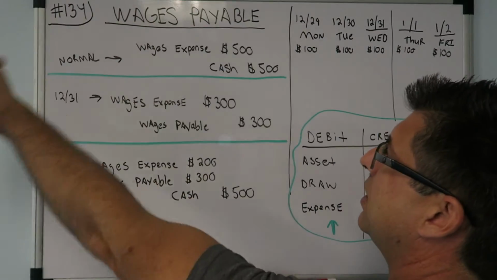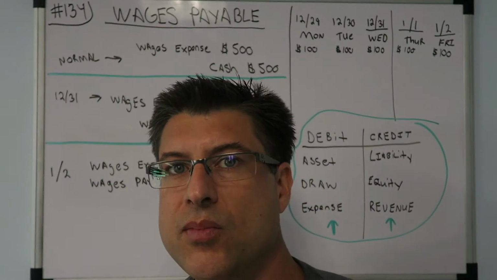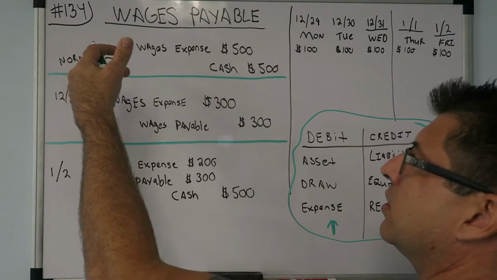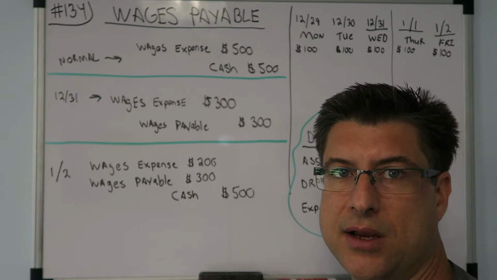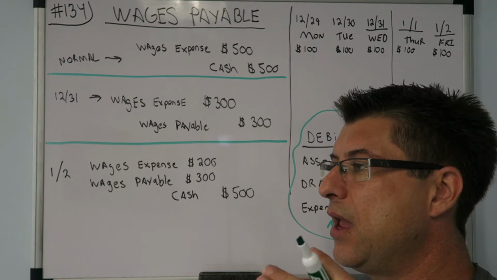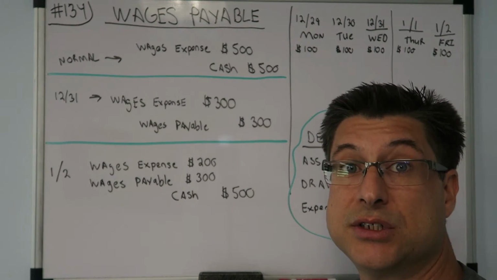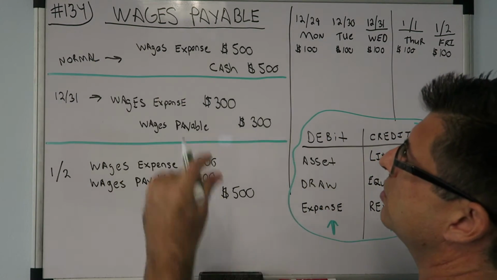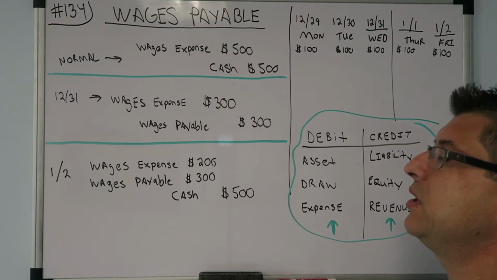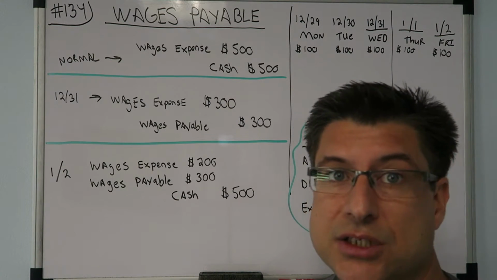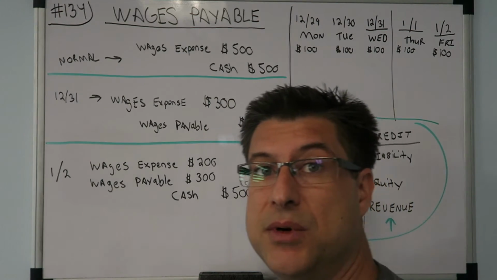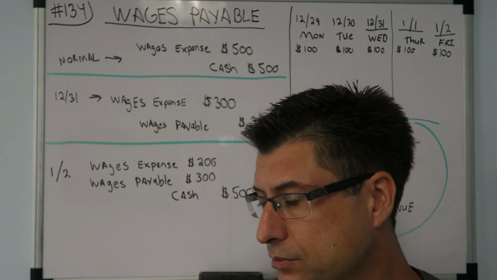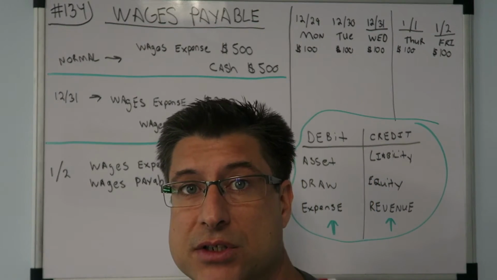Anyways, we're doing wages payable today. Let's just go through a normal work week, Monday through Friday. Monday through Friday is a normal work week, and you pay your employees $100 a day. Or let's say you have one employee, you pay them $100 a day. Let's keep it simple. So normal would be, let's do the cash, because you always have cash. Normal, you pay somebody $500 because Monday, Tuesday, Wednesday, Thursday, Friday, you pay them all week. So you're going to have an outlay of $500 cash.